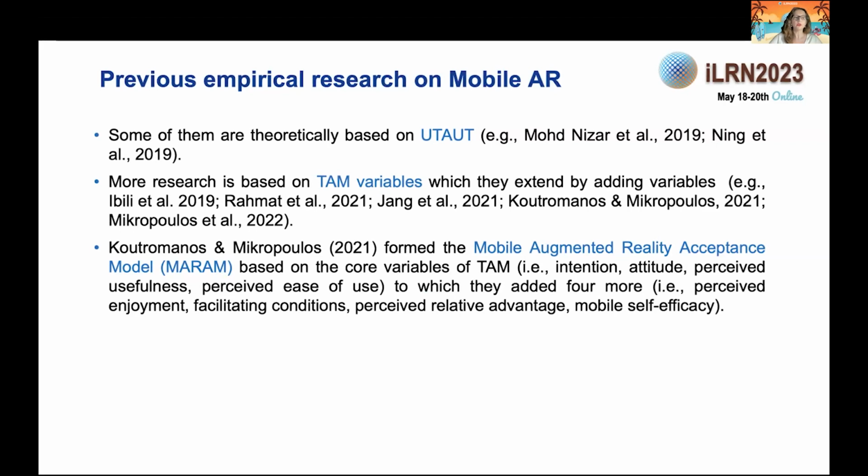In addition, we reviewed previous empirical research on mobile AR, where we found a greater number of studies. Some of them are theoretically based on unified theory of acceptance and use of technology, and more research is based on TAM, which is extended by adding variables. One such case is the mobile augmented reality acceptance model, MARAM, which was based on the core variables of TAM, intention, attitude, perceived usefulness, perceived ease of use, to which they added 4 more: perceived enjoyment, facilitating conditions, perceived relative advantage, and mobile self-efficacy.